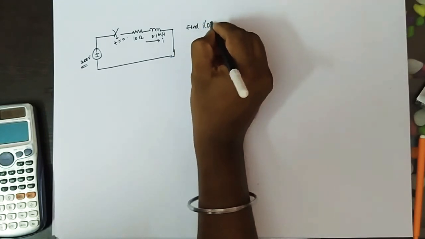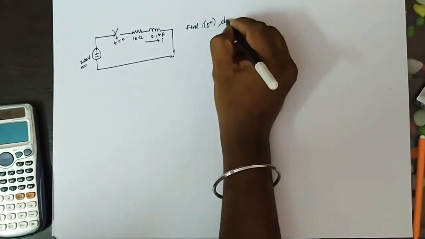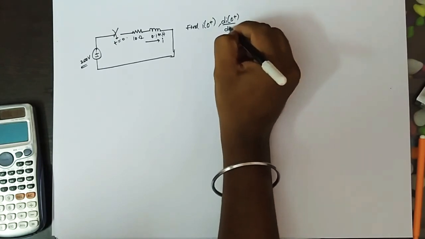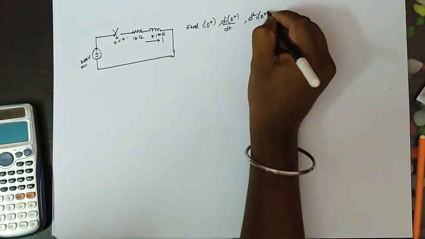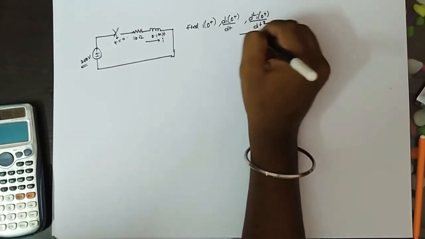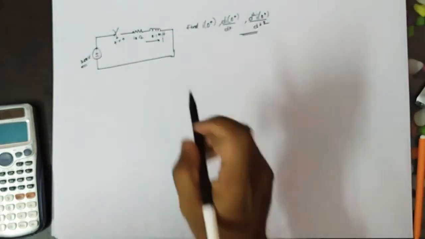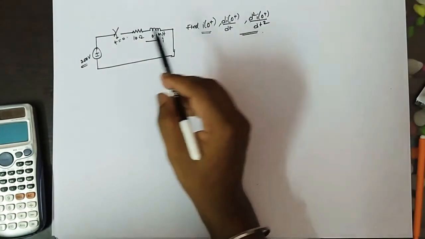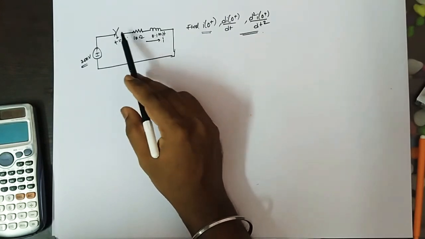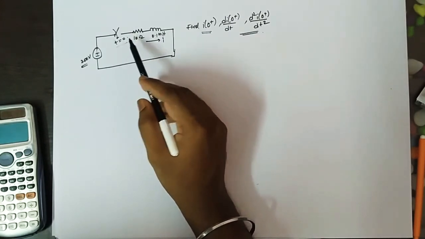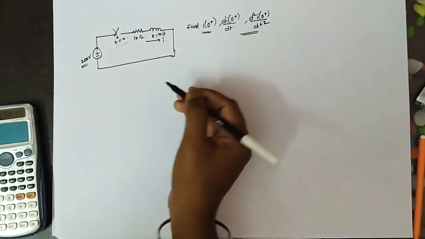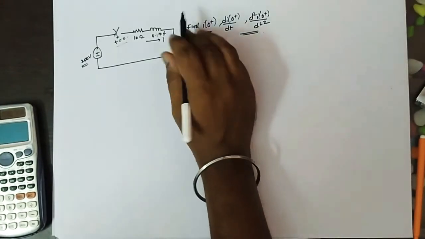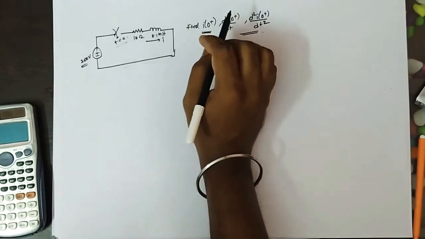I of 0 plus, di of 0 plus by dt, and d square I of 0 plus by dt square. Okay, that means I of 0 plus means the current immediately after the switch is on at t equal to 0 plus. We have to find that. For this we have to know the initial condition, how the inductor behaves.